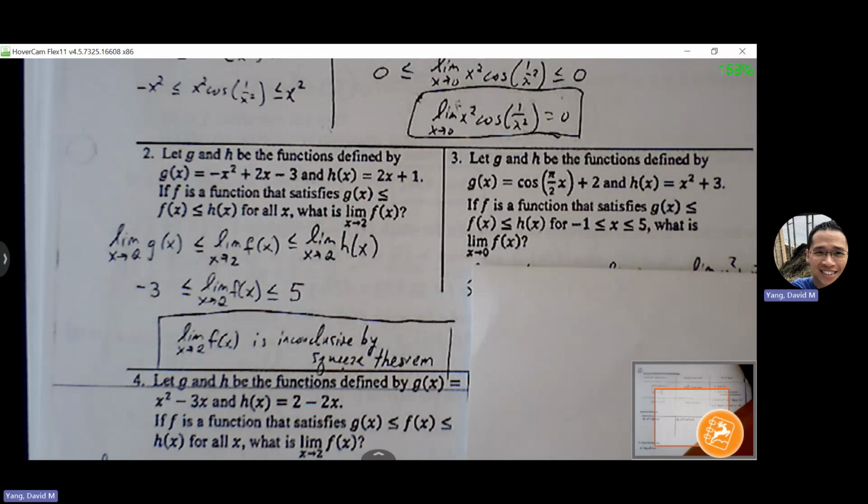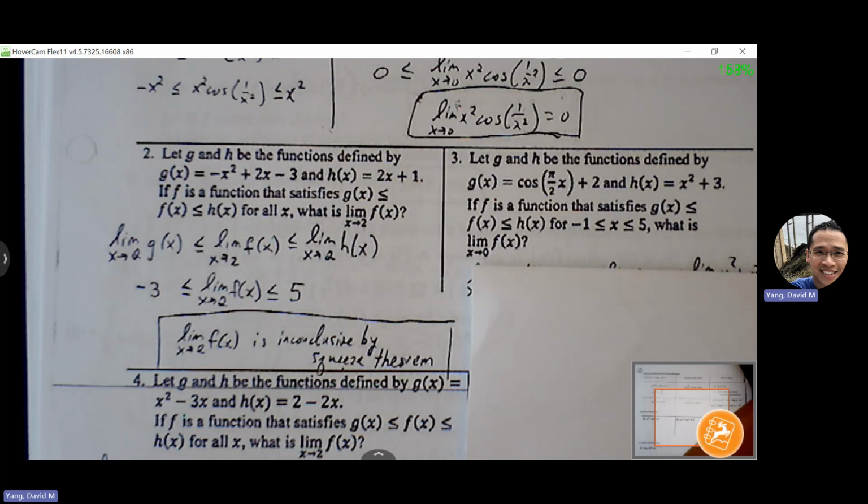Okay, so number 2, it says, let g of x be the function defined by g of x, some polynomial, h of x, some other polynomial. And then they're establishing that there is a relationship between a lower, a middle, and an upper. They don't provide us information about the middle, but we do have the upper and lower established. So what is the limit as x approaches 2 of f of x?